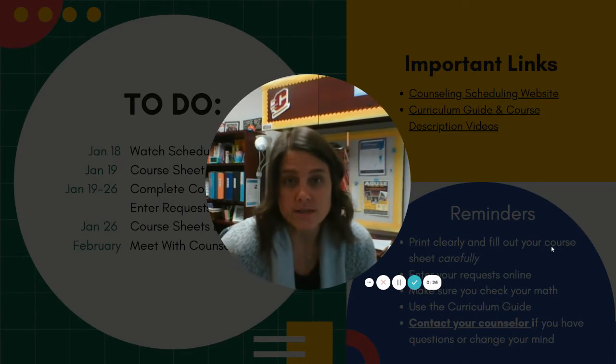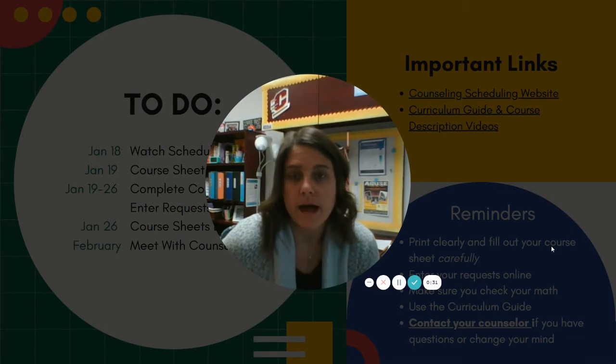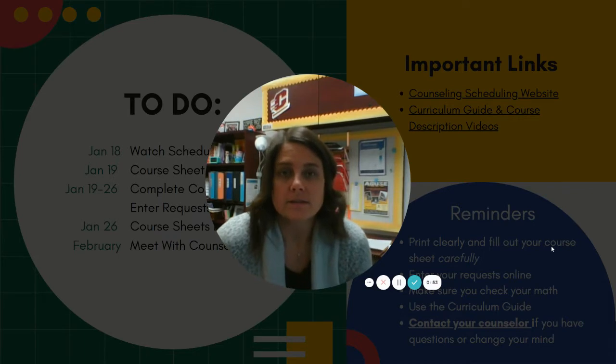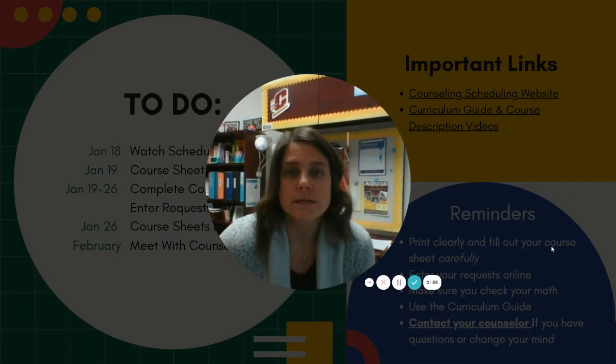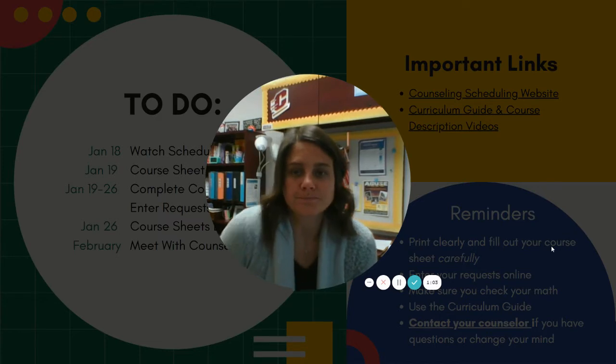You'll work with your core teachers tomorrow in math, science, English, and social studies to make your selections for those classes for next year. And then you will complete the course selection sheet on your own time with the assistance of your parents or guardians. You will return that course sheet back to your English teacher no later than January 26th after you've entered your course requests into Student Connect. And then finally, in February, you will have an individual meeting with your counselor to review those course selections to make sure that everything makes sense for you as you move toward your progress for graduation.